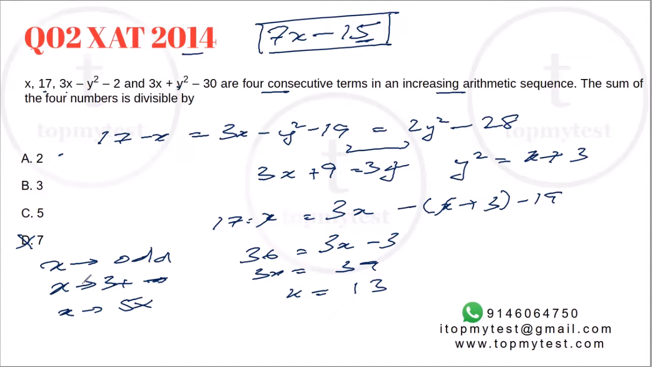Now x is not a multiple of 3, so it cannot be option B. X is not a multiple of 5, so it cannot be option C. Leaves us with option A.